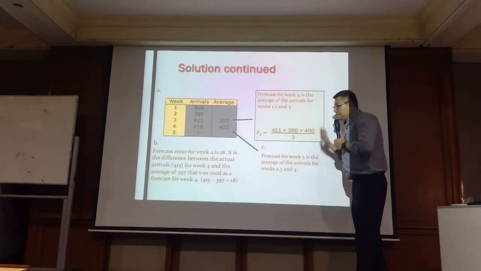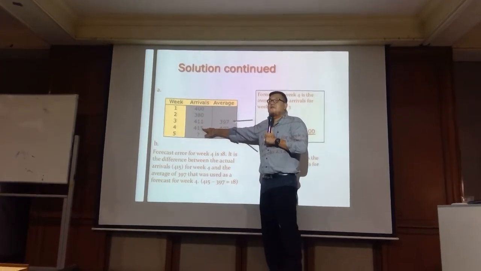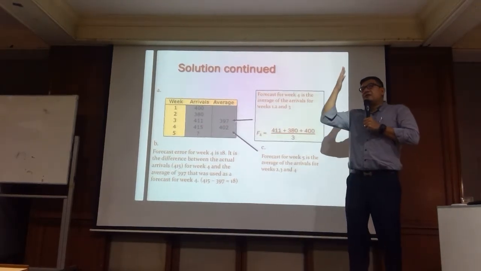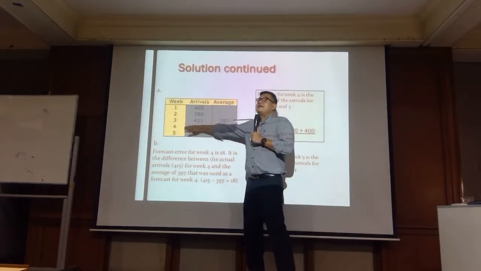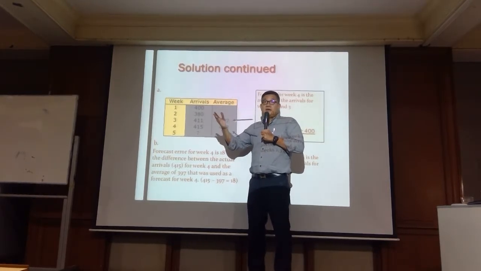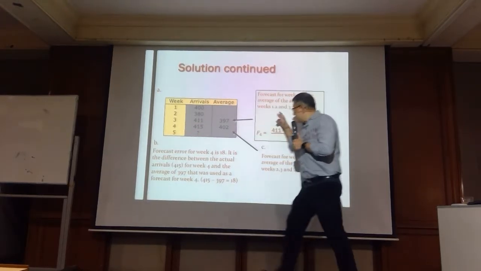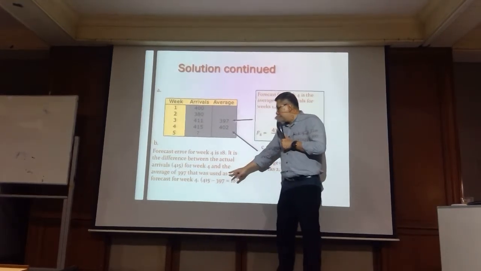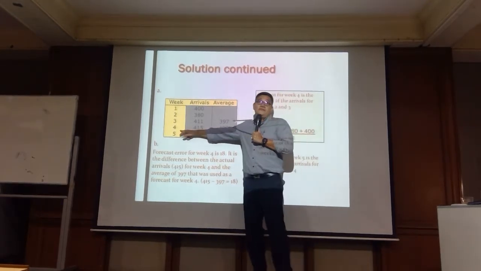Next, suppose that the actual value of week 4 is 415. What is the forecasting error for week 4? I just showed you that the forecasting error is the actual value minus the forecast value. So the forecasting error at week 4 is the actual value at week 4 minus the forecasting value at week 4. The actual value at week 4 is 415. The forecasting value at week 4, we just computed, is 397. So 415 minus 397 gives you 18. This is the forecasting error for week 4.